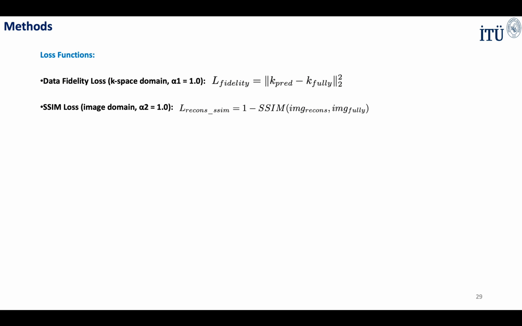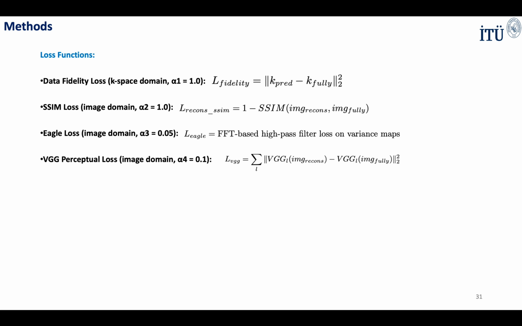SSIM loss, working in the image domain. This loss focuses on promoting structural similarity between the reconstructed image and the ground truth, ensuring perceptual quality. Ego loss: designed to enhance high-frequency detail recovery, ego loss applies a high-pass filter on variance maps to capture fine details in the image reconstruction. VGG perceptual loss: this loss encourages the network to maintain perceptual fidelity, comparing higher-level visual features extracted by the VGG network between the reconstructed and ground truth images.